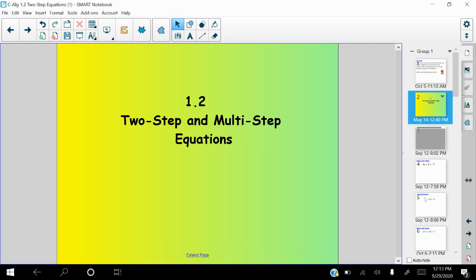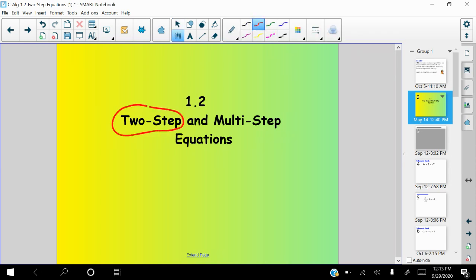All right, and welcome back. So today we are going to be talking about two-step, and then next time we're going to be talking about multi-step equations. But today we are going to be focusing all on two-step equations. So without further ado, let's begin.